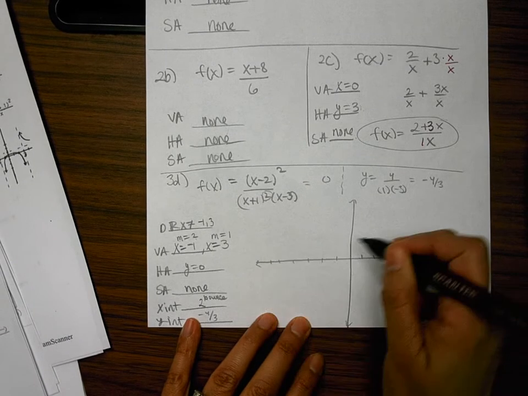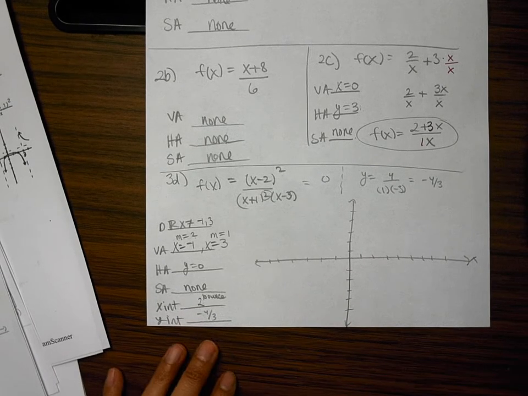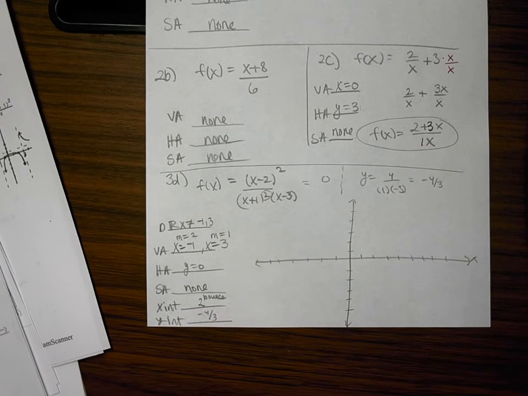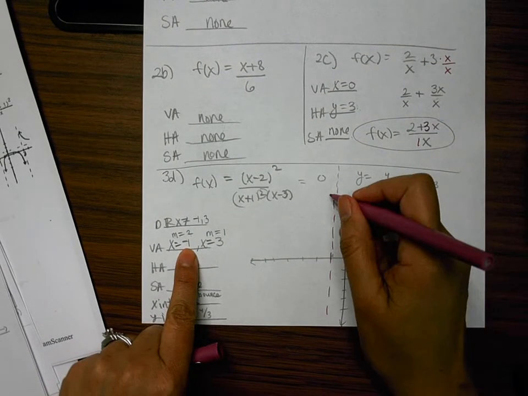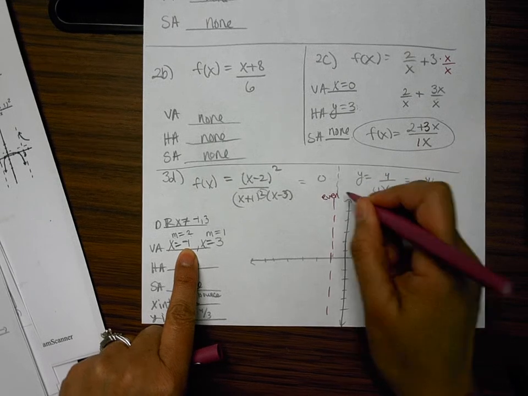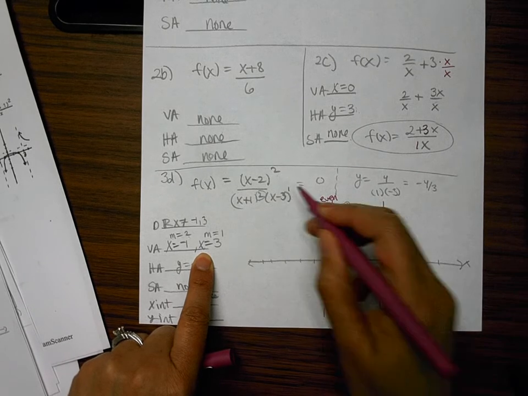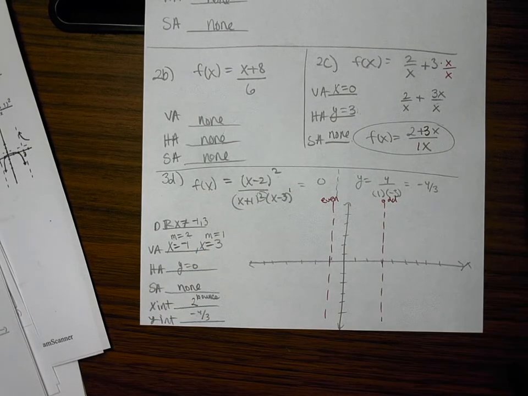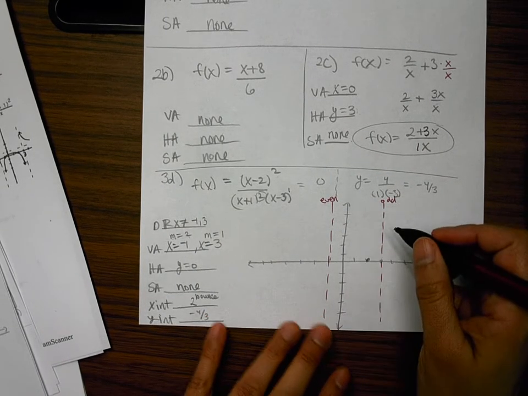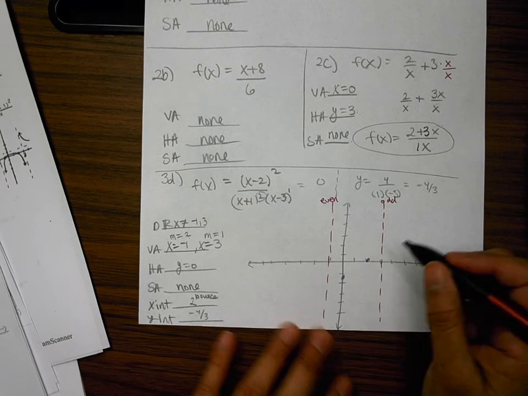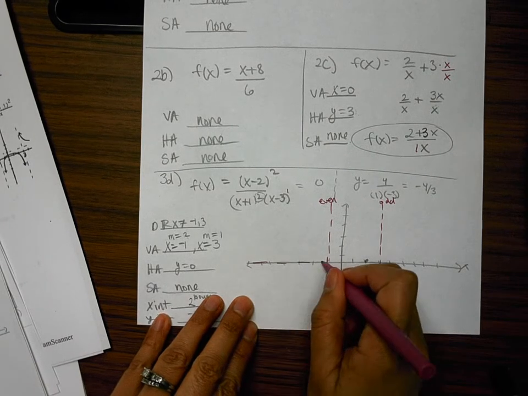And because my horizontal is at 0, I will have to do test values, unfortunately. Okay, so I have a vertical at negative 1. And that negative 1 has a multiplicity of 2, so it is even, which means it's going to go in the same direction. I have 1 at x equals 3. And that x equals 3 had a multiplicity of 1, which means it is odd, going in the opposite direction. I have an x-intercept at 2, that's a bounce, and a y-intercept at negative 4/3, and a horizontal at y equals 0, which means a test value.